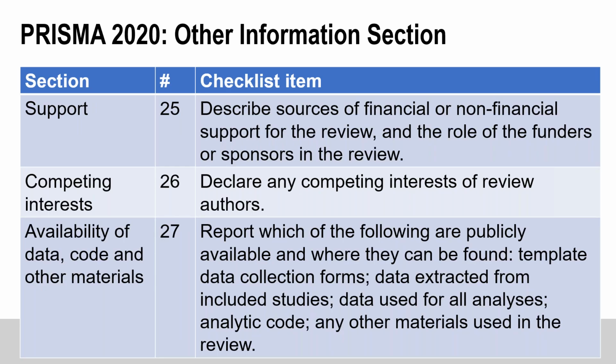Then also these last 3 items are essentially to ask people to describe any sources of financial or non-financial support for the review and the role of the funders and sponsors, then to declare any competing interests of the review authors, and finally to report whether they have made publicly available any of the following pieces of information, such as a template data collection form, the raw data extracted from the included studies, data that's used in any analyses, such as a RevMan file or a CSV file if you're using other software, and then any analytic code that might have been used, such as R code or code used in Stata to generate your meta-analyses, and then any other materials used in the review. And so they're all the items.